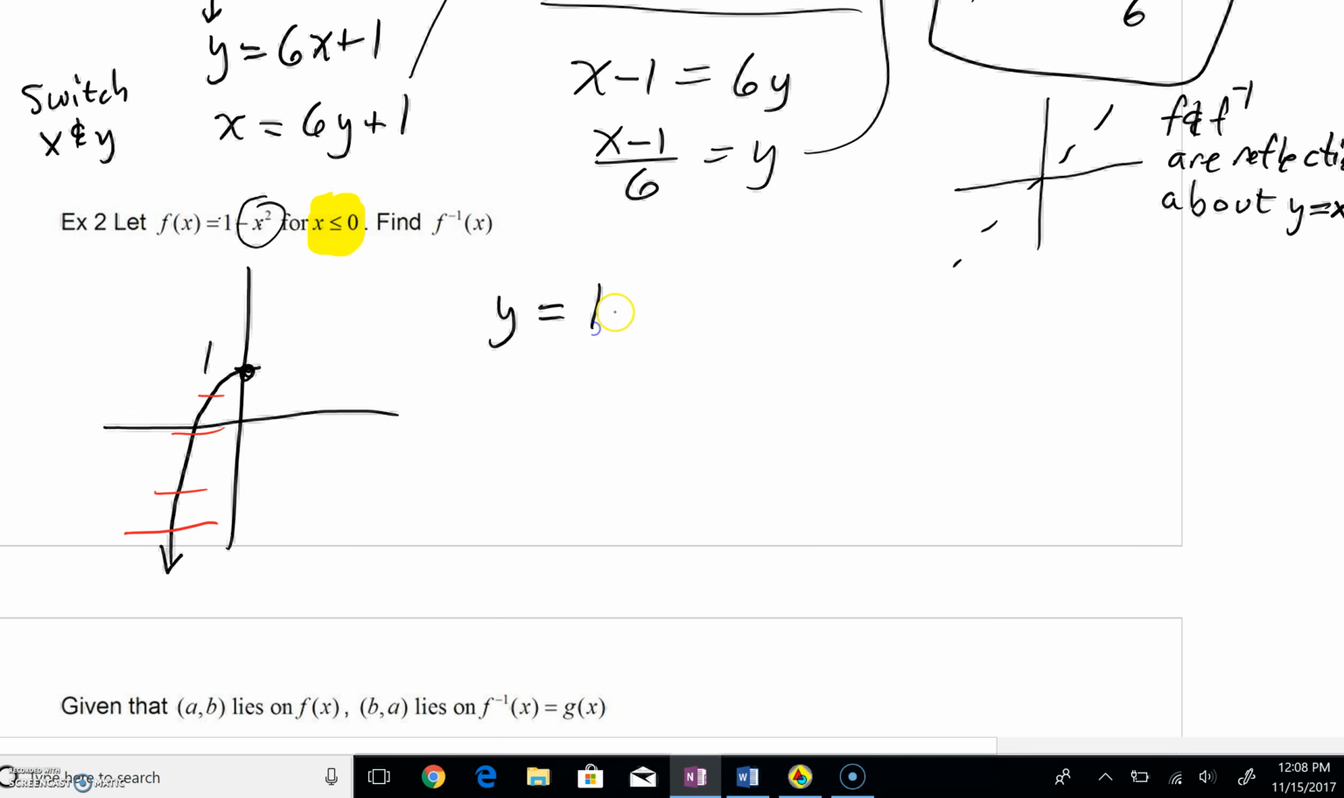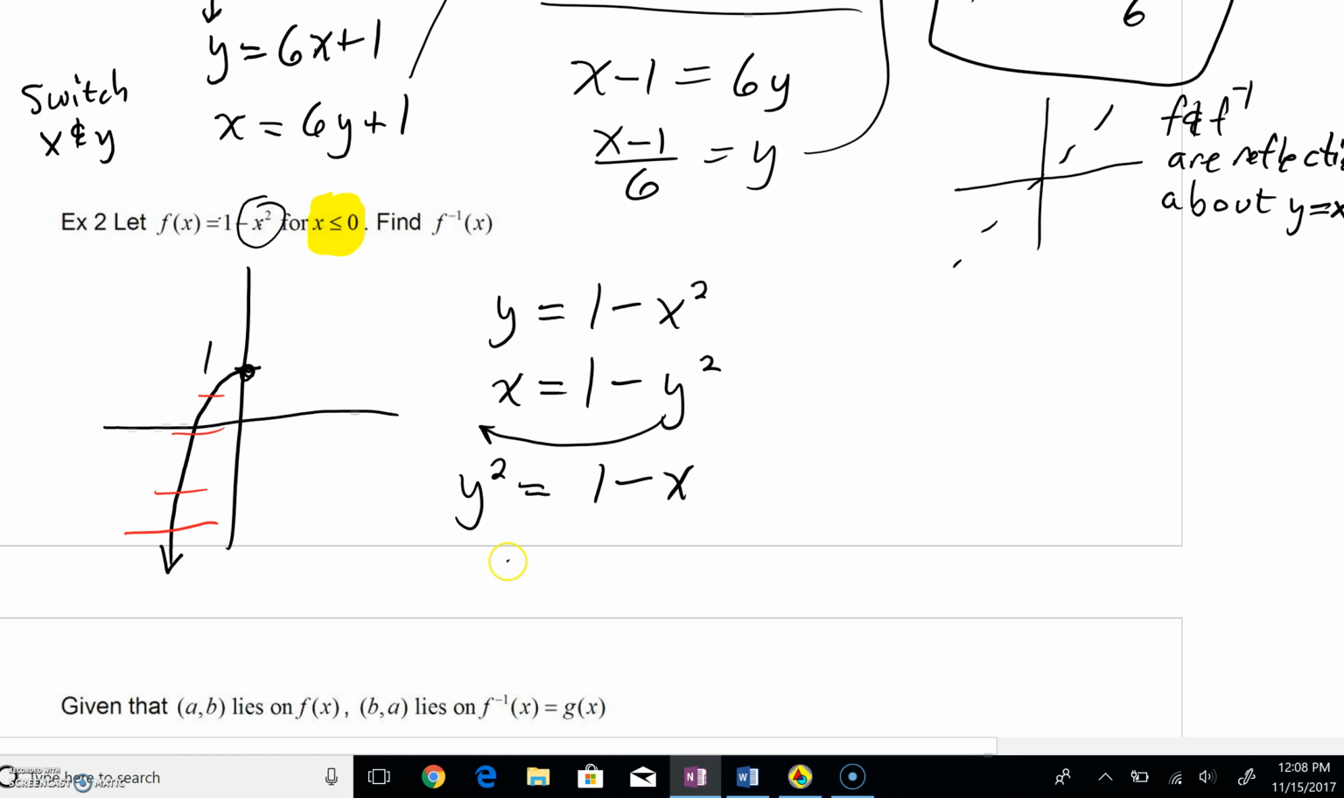Let's say we had y equals 1 minus x squared. And what you can do is switch your x and your y. And I'm going to solve for my new y. I'm going to bring this y squared to the left side. Simultaneously, I'm going to subtract an x.